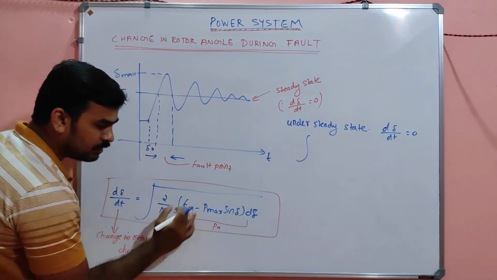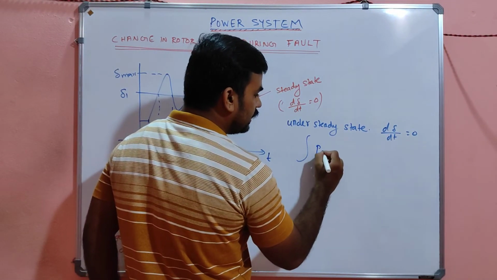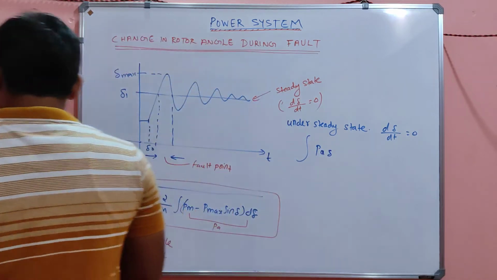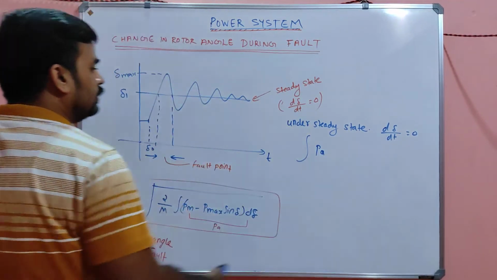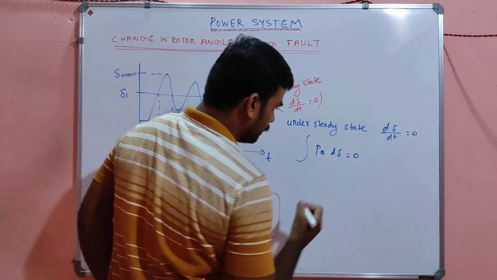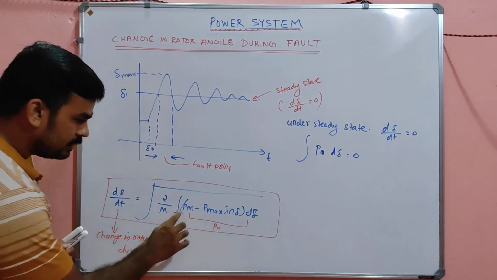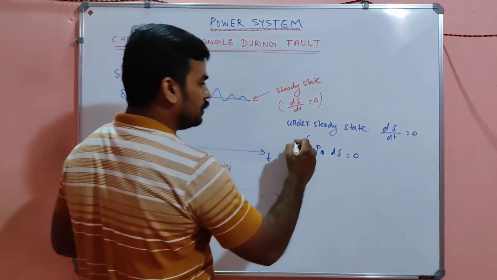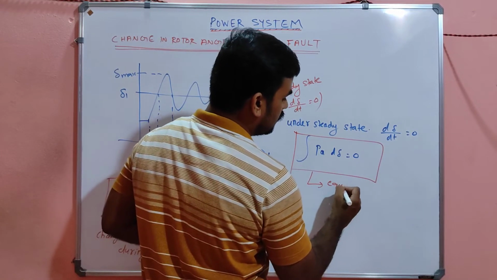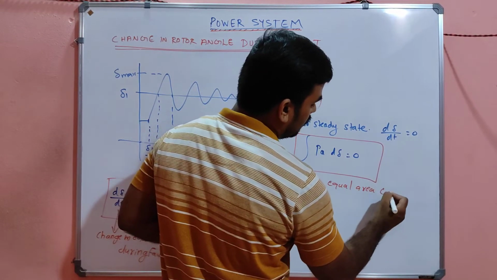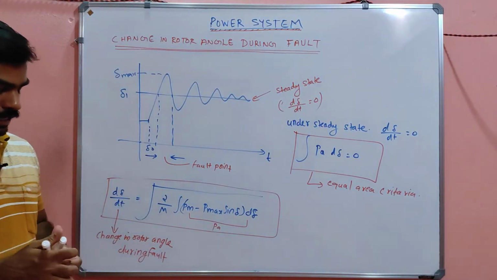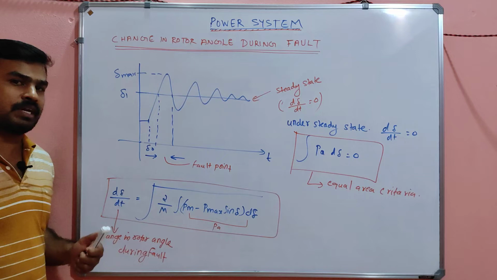This RHS will be equal to 0 means I can say that integral PA d del is equal to 0. This is a very important fact, my dear. This is called the equal area criteria. We will show it graphically in the next lectures so that it will be more and more clear.